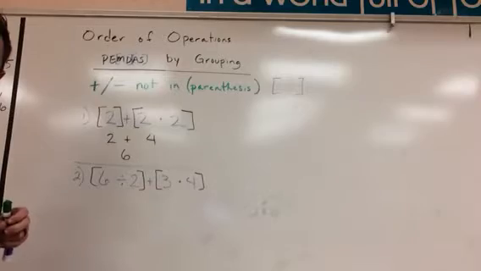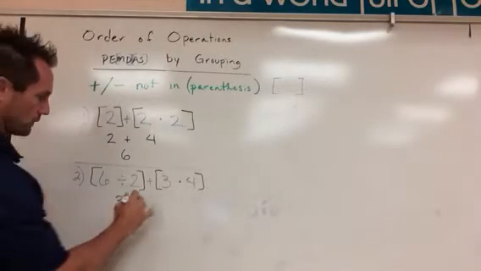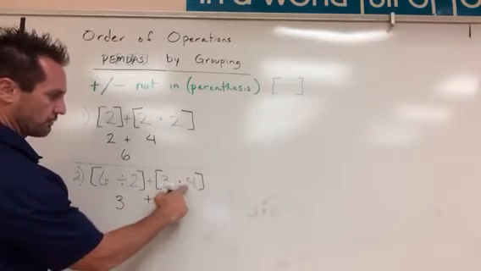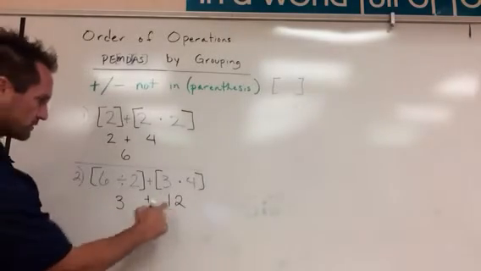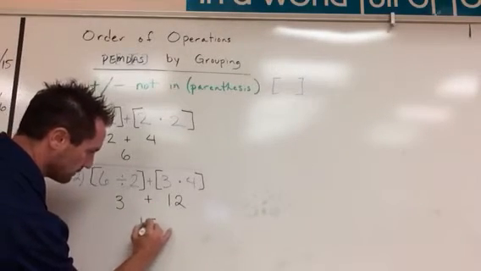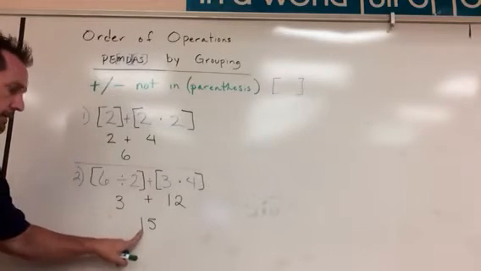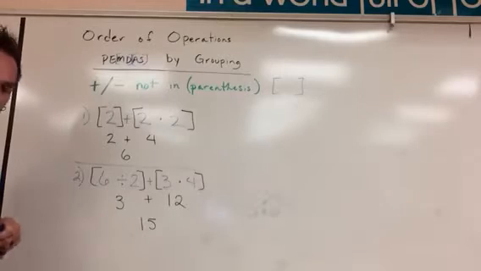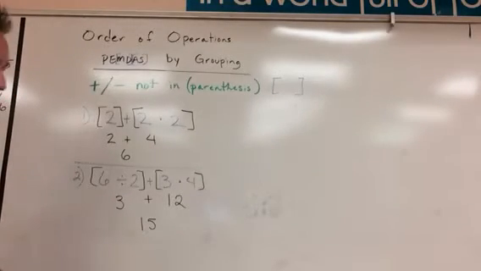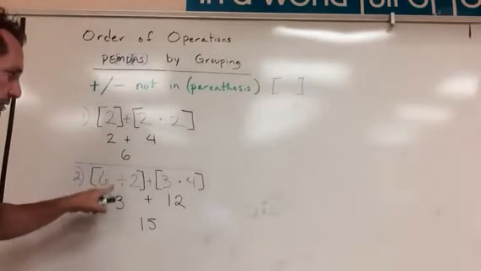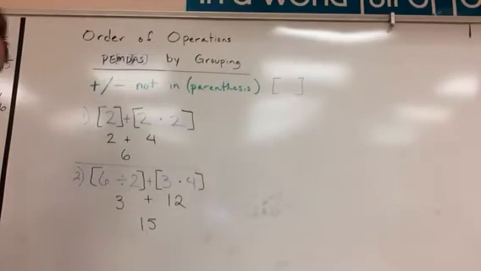So again, we have 2 groups. 6 divided by 2 is 3. Bring down our addition sign. 3 times 4 is 12. And 3 plus 12 is 15. So the answer to this order of operations problem is 15. One very easy, one a little bit more intense. But as you see, we've just made 2 groups, and you could do this math kind of in your head.